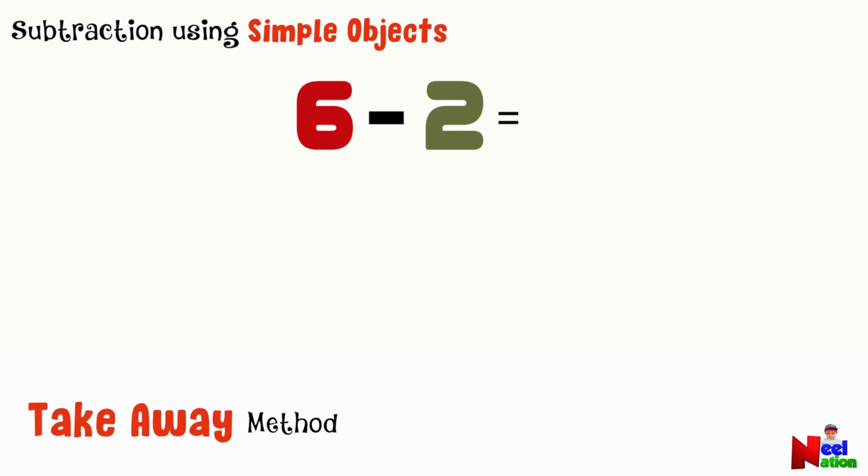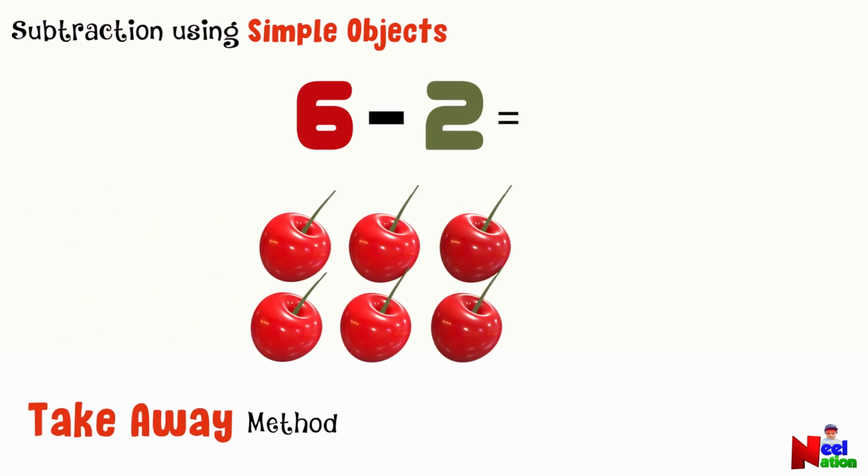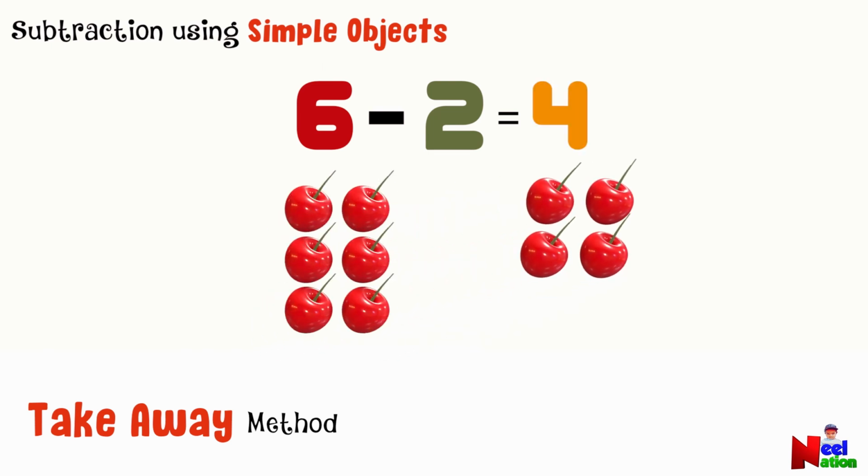Let's practice the take-away method. Let's use some delicious cherries this time. How many cherries should we start with? 6. You're correct. Now, let's take 2 away from them. How many cherries are left now? 4. When we take 2 away from 6, we get 4.